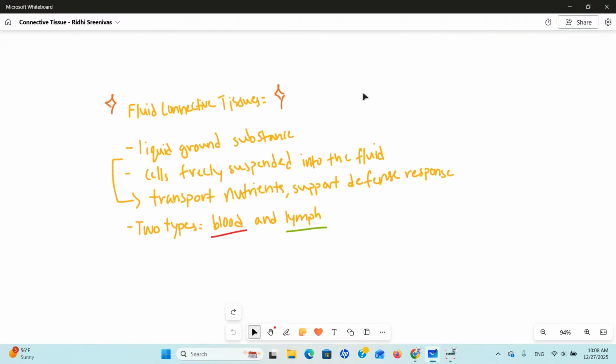First, we can talk about fluid connective tissues. Fluid connective tissues are called fluid because their ground substance is a liquid, which is different from a normal connective tissue, where ground substance is usually a gel-like texture. In fluid connective tissues, the ground substance is a liquid and they have cells that are freely suspended in the fluid and not fixed. Due to this fluid nature, the tissues in this category generally transport nutrients and support defense responses. The two types of fluid connective tissues we're going to look at today are blood and lymph.